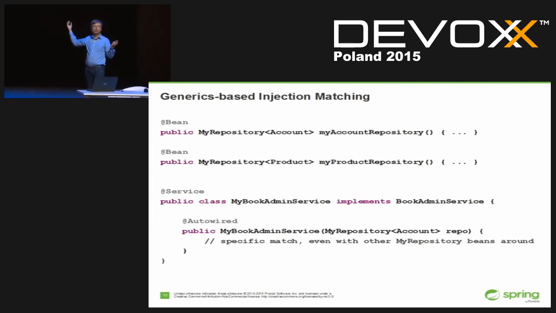This is, of course, all assuming that my repository is an interface or a class with a type variable, right? For example, in the Spring Data world, this is very common. But it applies to any custom type of yours with one or more type variables in there. So at the injection point, you can also say my repository of account. The container is now going to do the proper match, the obvious match, right? So it's going to pick my account repository above, because only that one is a fully generic type match to my repository of account down here.